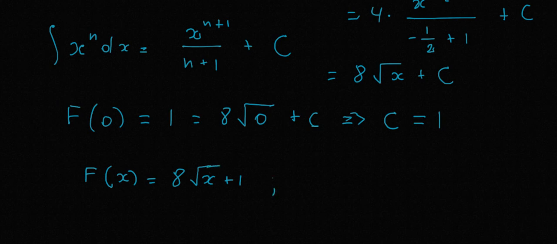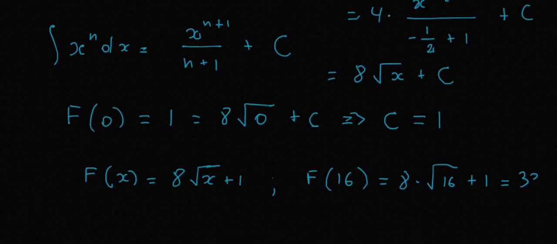Finally, let's plug in x equals 16. The problem is asking us to calculate the value of this antiderivative at x equals 16. Plugging in x equals 16 gives us 8 times square root of 16 plus 1. Square root of 16 is 4. 8 times 4 is 32 plus 1, 33 is our final answer.